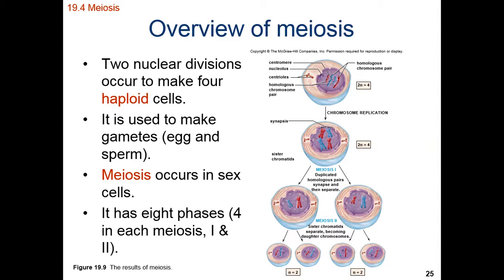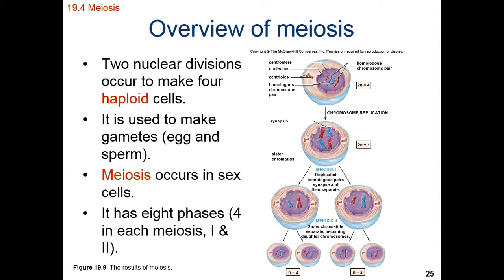Ultimately, with meiosis, you'll take one diploid cell and you'll turn it into 4 haploid cells. In other words, you'll go from 1 nucleus to 4 nuclei. You'll go from 1 cytoplasm to 4 cytoplasms.